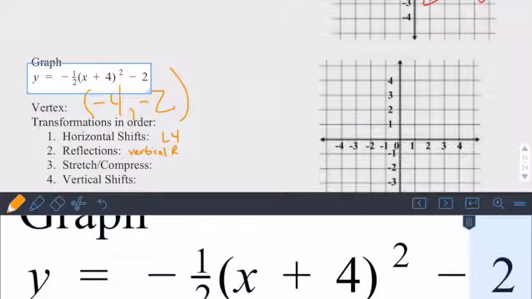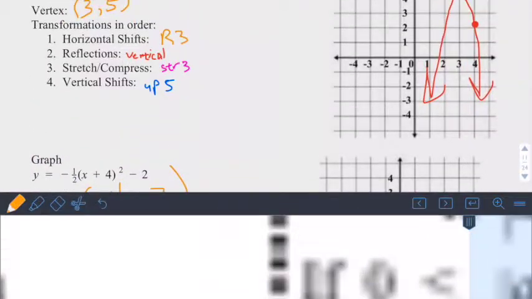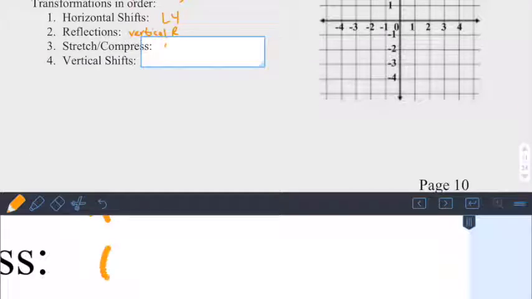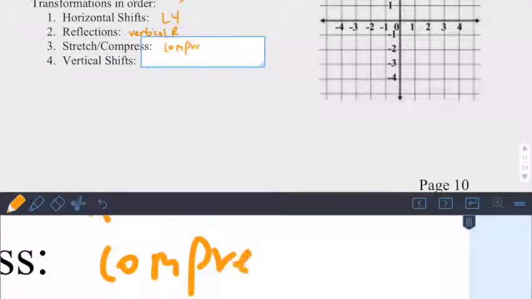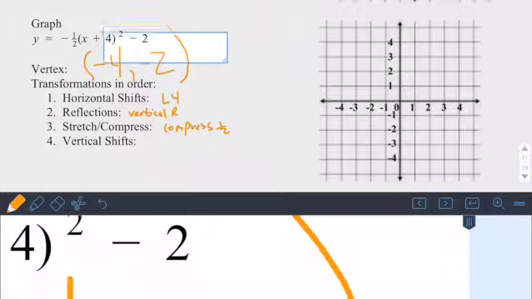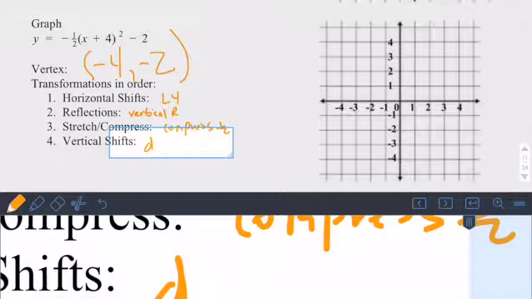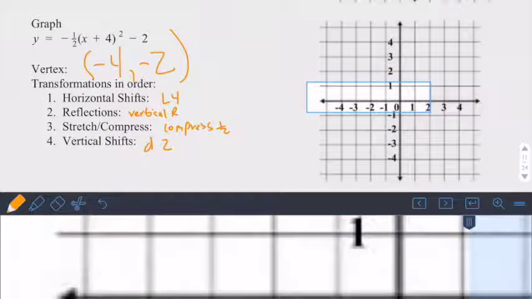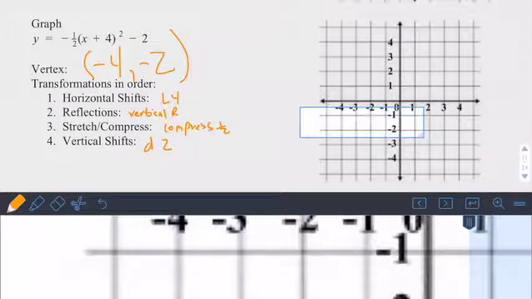It has a compress this time because 1/2 is less than 1, right? From up here, it's between 0 and 1. And then I have a vertical shift, it's -2, so we're going to go down 2. So I'm going to start by plotting it. I go left 4, down 2, here's my vertex.